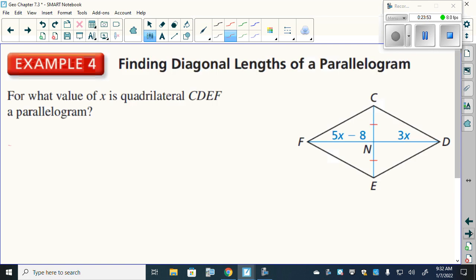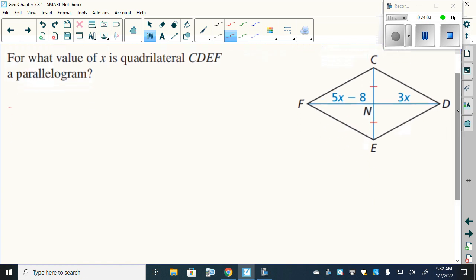All right, we have 3 more problems on this note sheet. And if we look at this here, we want to know for what value of x is quadrilateral CDEF a parallelogram? Well, if this is a parallelogram, the diagonals do what to each other? They bisect each other. They cut each other in half. So for this to be a parallelogram, we would need that these two lines to be congruent. So we would need that 5x minus 8 is equal to 3x.